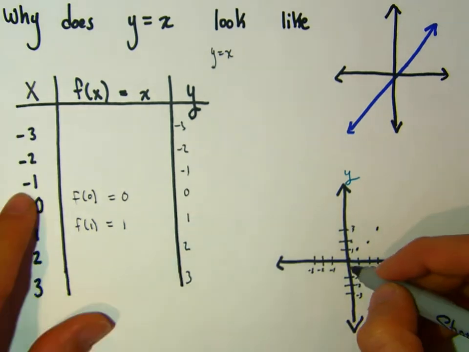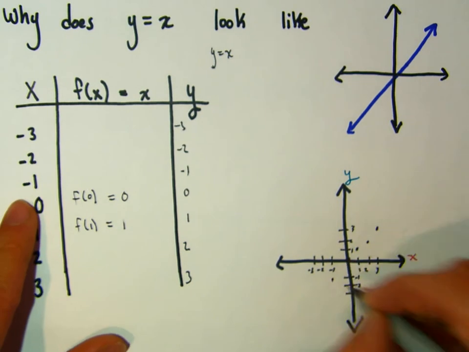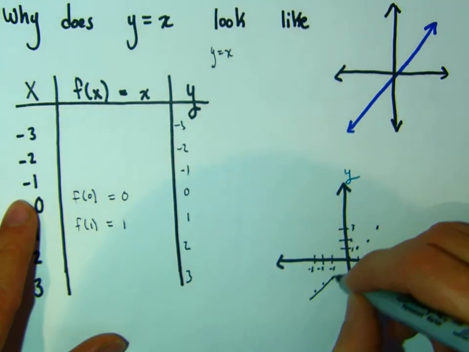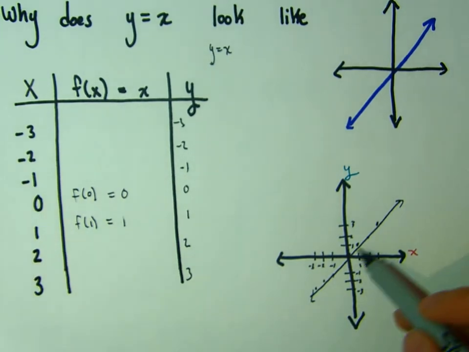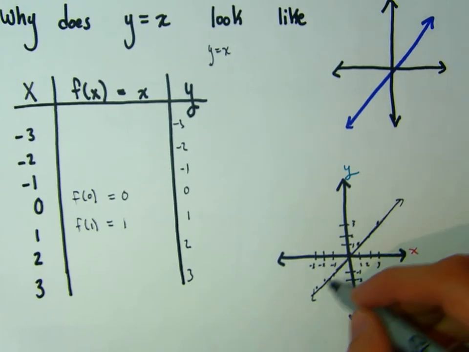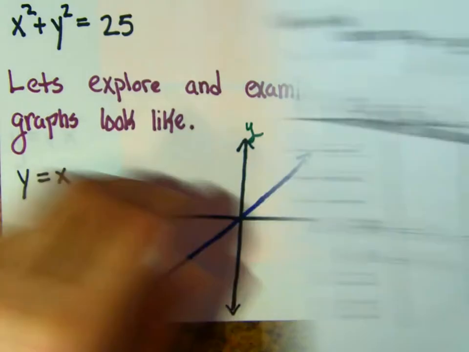And the same thing happens with negative values. I have negative 1, which is here. Negative 2, negative 2, negative 3, negative 3, and then you have this diagonal line just like that. It looks a little sloppy here, and it could have been connected better, but the idea is this is the line. Okay, great. All right, let's look at the next graph.